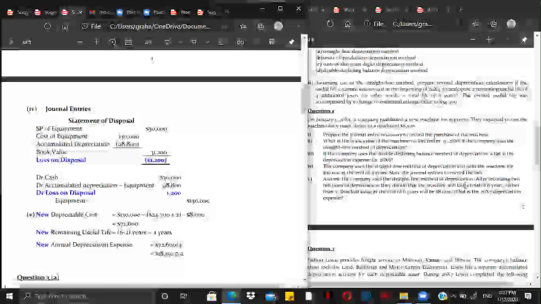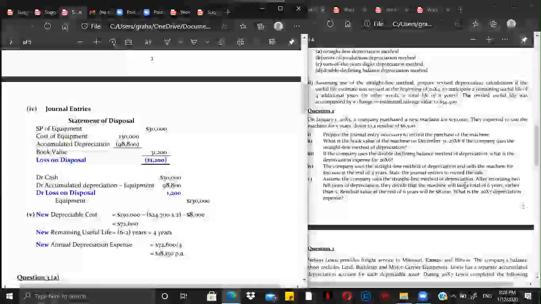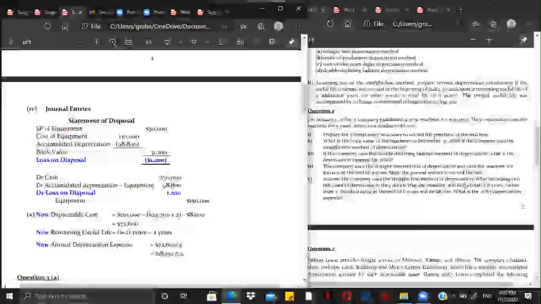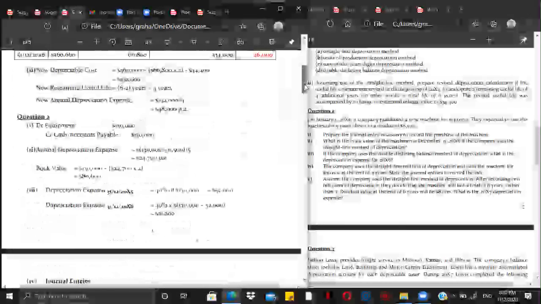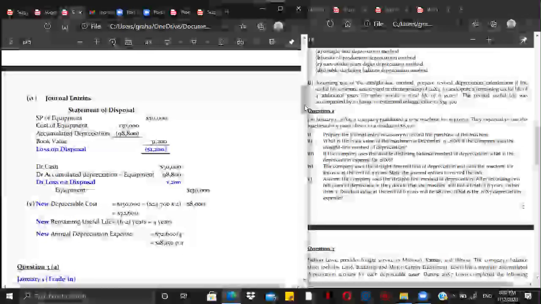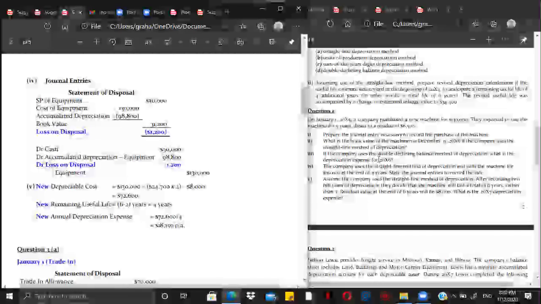Okay. So part 2 of the question asks you to prepare a revised depreciation calculation if the useful life estimate was revised at the beginning of 2024 to anticipate a remaining useful life of 4 additional years, in other words, a total life of 6 years. The revised useful life was accompanied by a change in estimate salvage value to $34,400. So the first thing we're going to calculate is the new depreciable cost.